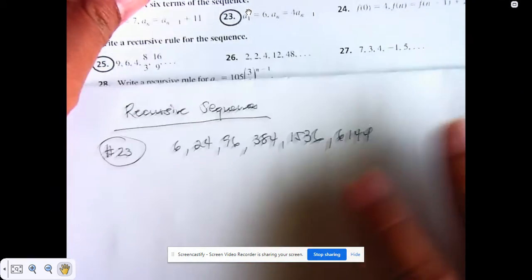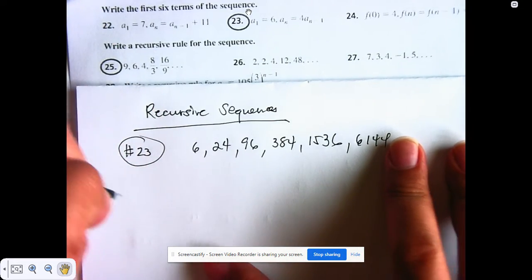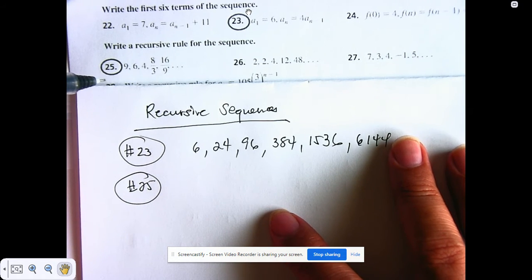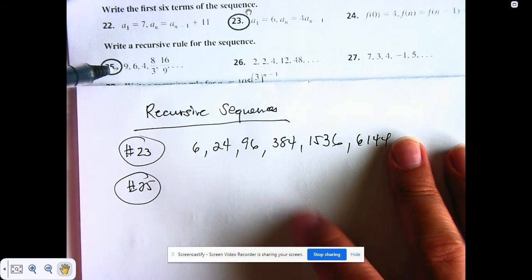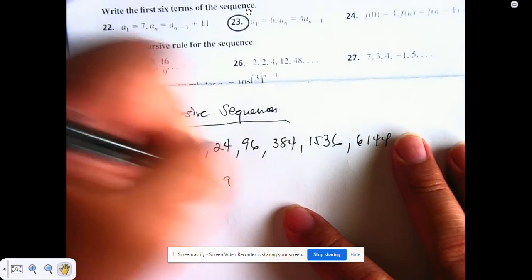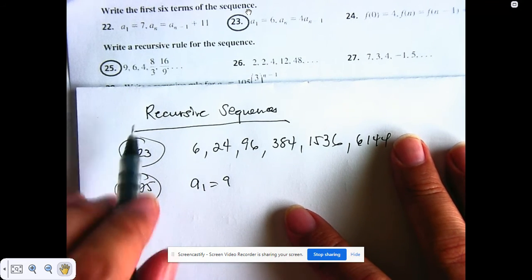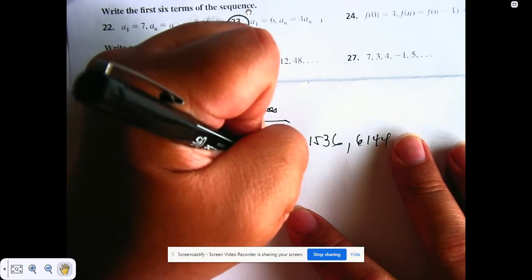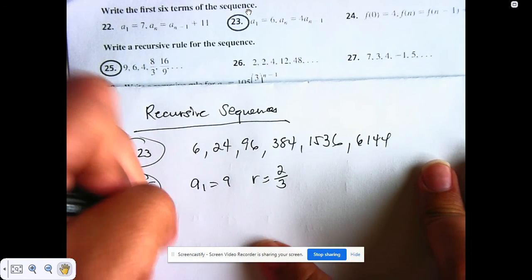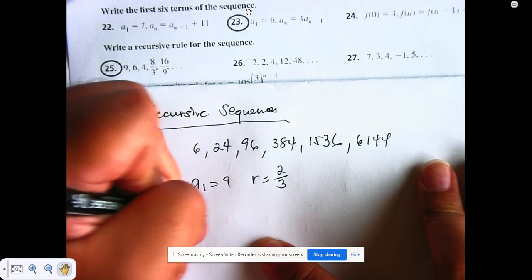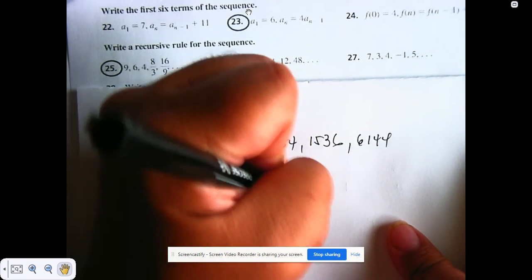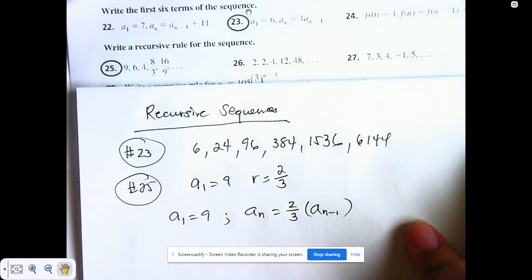Now write the recursive rule for number 25. Again, this is a geometric sequence. The first term is 9, and r is 2 over 3. So the recursive rule is a sub 1 equals 9, and to get to the next term, you multiply the previous term by 2/3. Final answer.